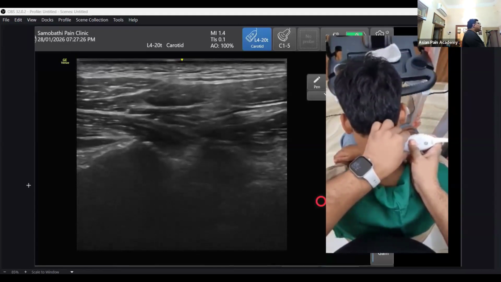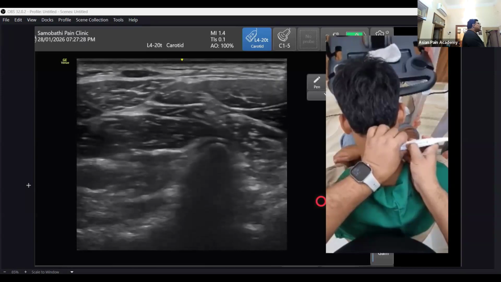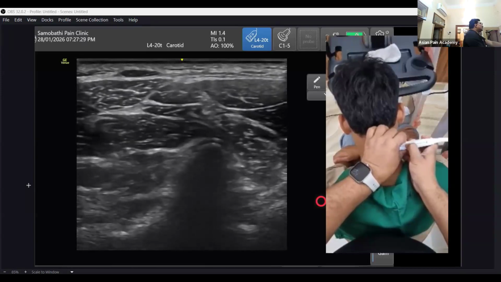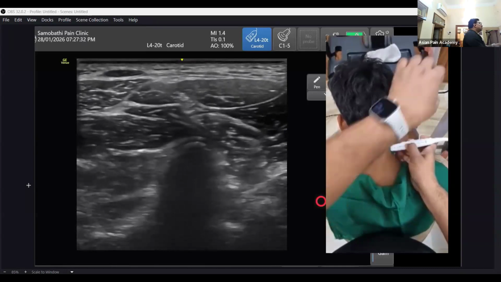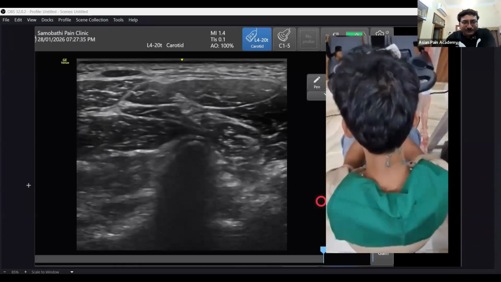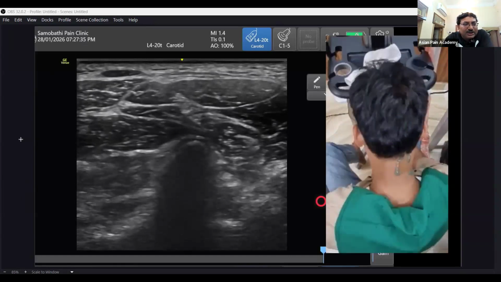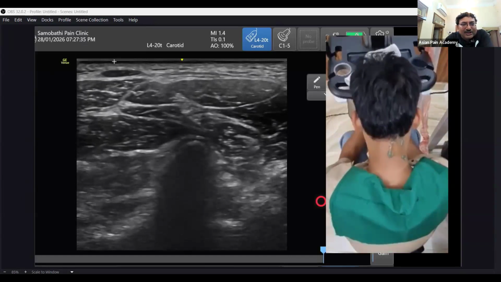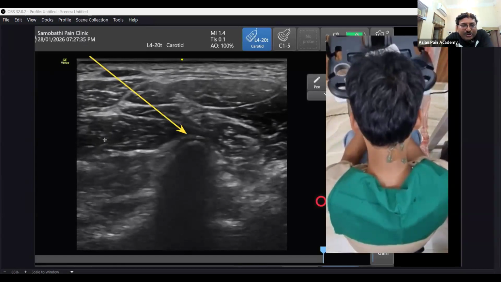I will change the orientation to 90 degrees. Now I can see the nerve. Okay. Now I can see the nerve. So this will block between the C3 and C4. So here I will come, put my needle like this, and then I will go, and this is the nerve, okay, rotating.